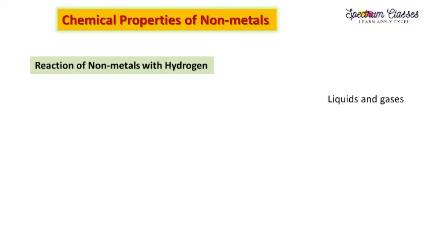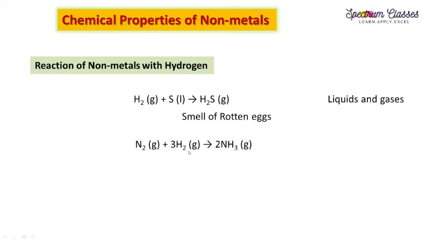Now the reaction of non-metals with hydrogen. Here hydrogen on reaction with sulfur, this is hydrogen gas and sulfur is in liquid form, it gives hydrogen sulfide as a gas, and it has the smell of rotten eggs. Here nitrogen gas on reaction with hydrogen gas gives ammonia gas. So here is the NH3 in the gaseous form.